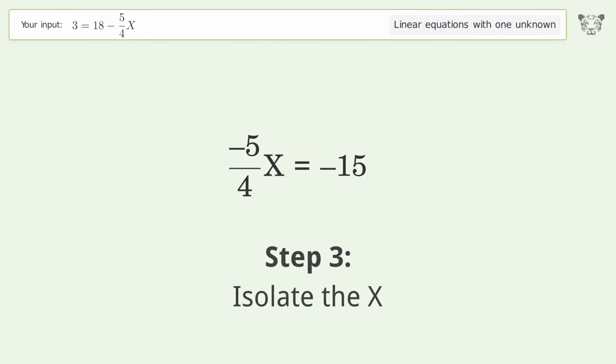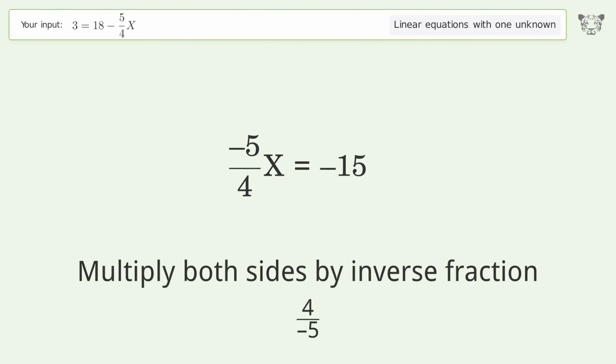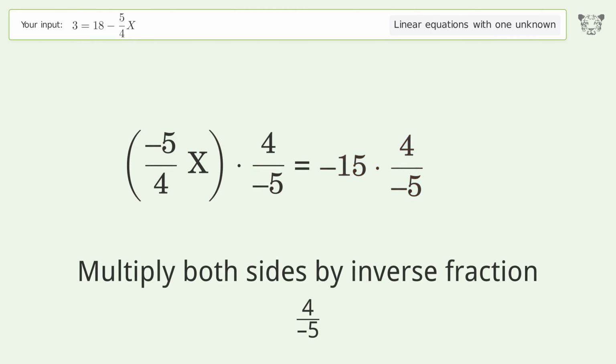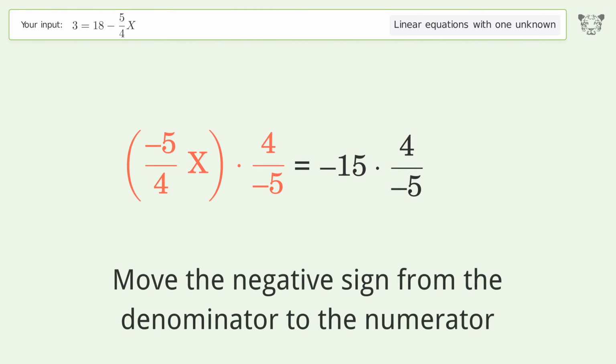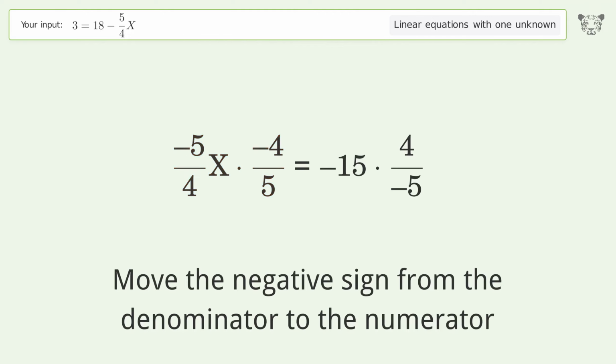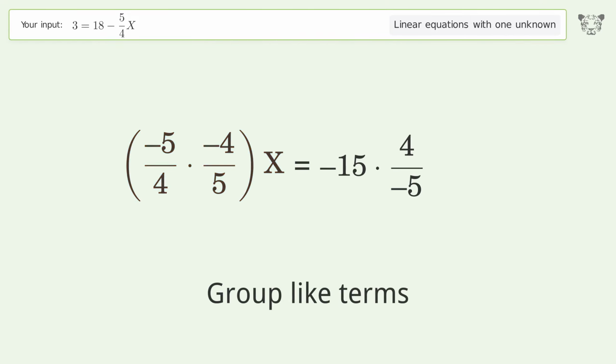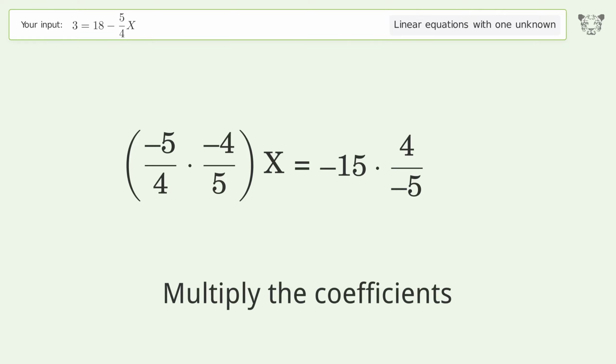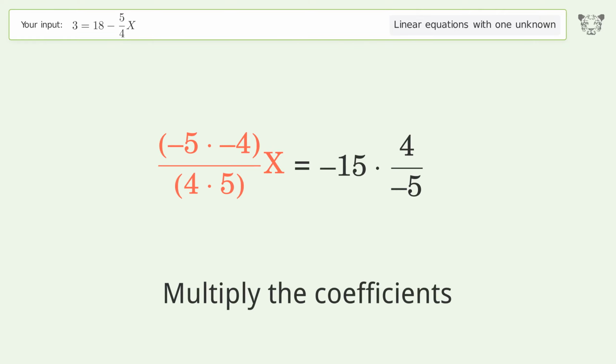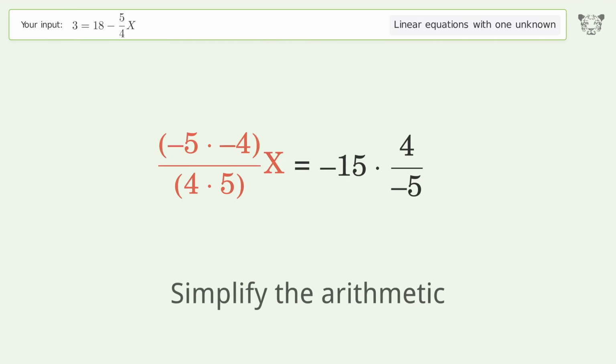Isolate the x. Multiply both sides by inverse fraction 4 over -5. Move the negative sign from the denominator to the numerator. Group like terms. Multiply the coefficients. Simplify the arithmetic.